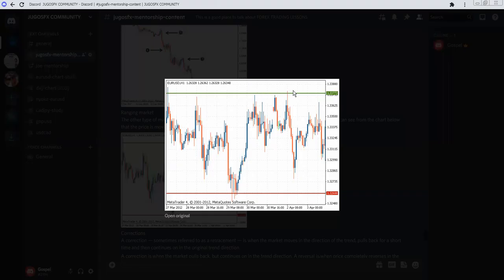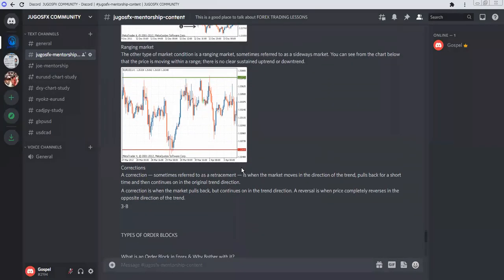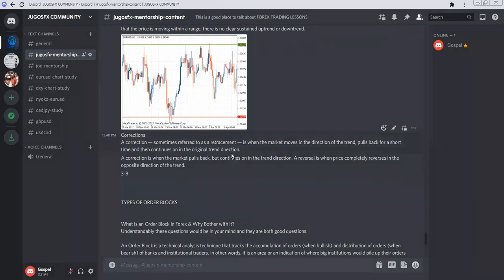It's just stagnant in a particular range. It's neither going up nor coming down. Okay, so now let's talk about corrections.